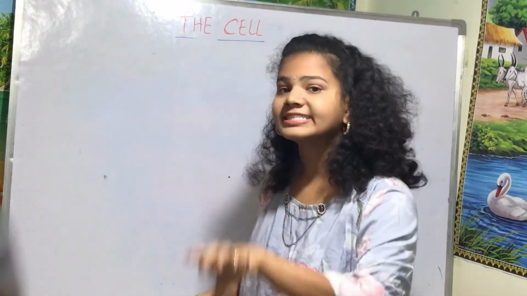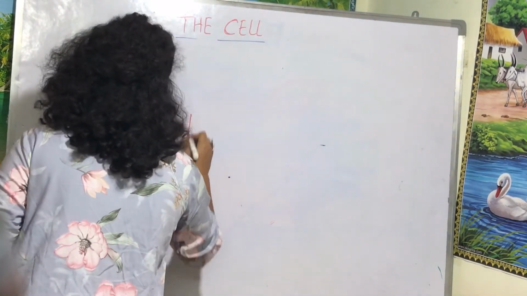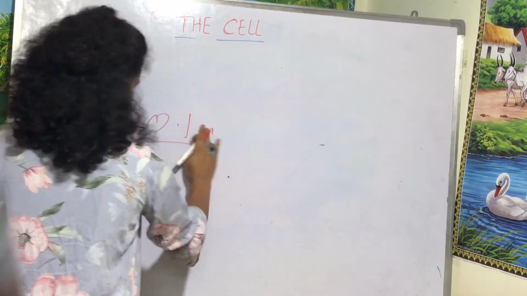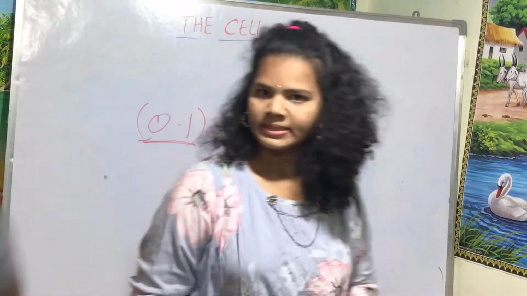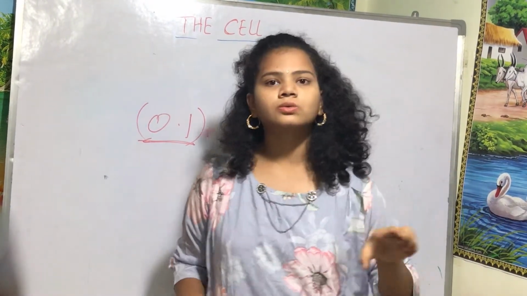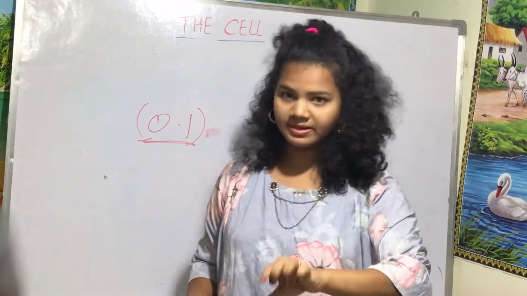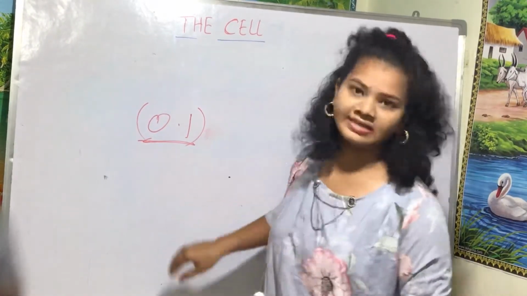And next, the smallest cell is the mycoplasma cell. So this bacterium is about 0.1 micrometers. Okay, so 0.1 microns. Cells are actually measured in micrometers.